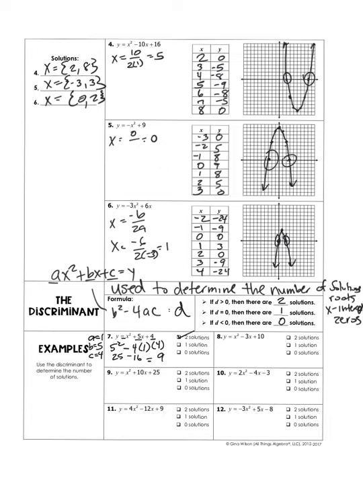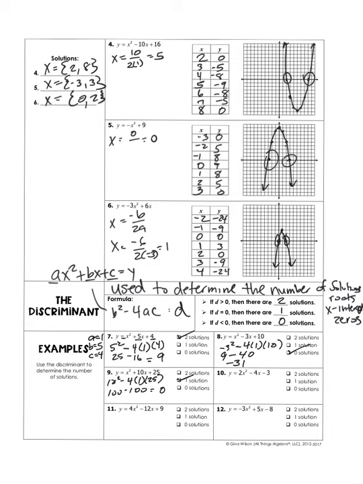All right. Negative 3 squared minus 4 times 1 times 10. Negative 3 squared is positive 9. 4 times 1 times 10 is 40. 9 minus 40 is negative 31. No solutions. 10 squared minus 4 times 1 times 25. That's 100 minus 4 times 1. I'm sorry. That's 100 minus 100. And that equals 0, which means there's exactly one solution.